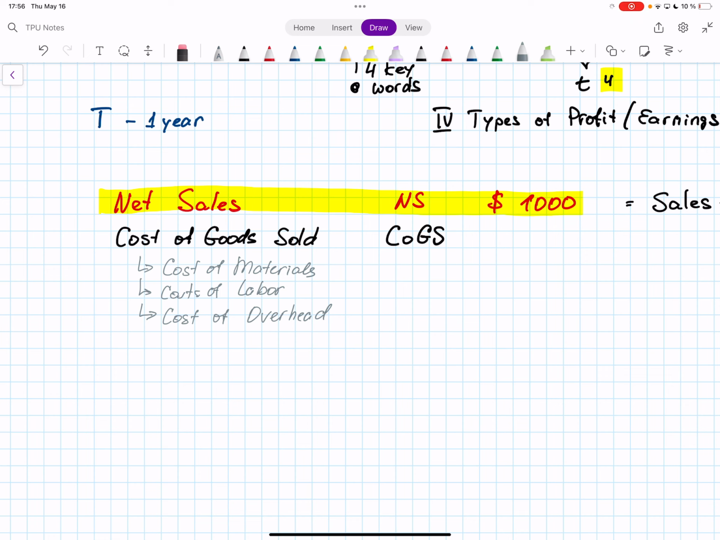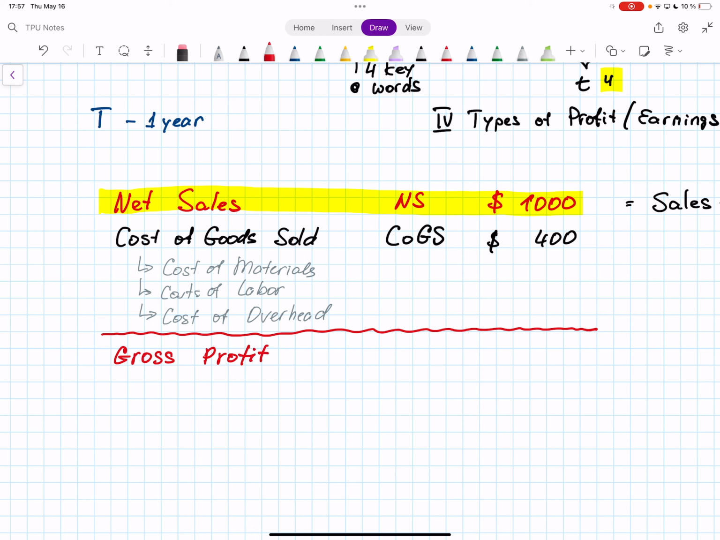So, let's say that for us, cost of goods sold is $400. Okay, if we take net sales and subtract cost of goods sold, we will get the first kind of profit. It is called gross profit.